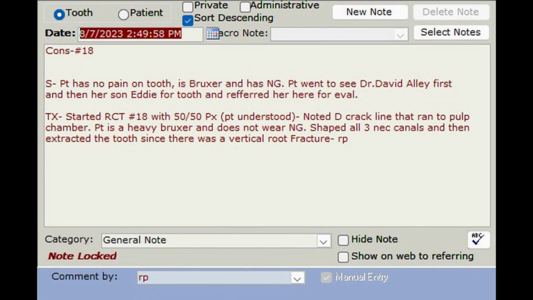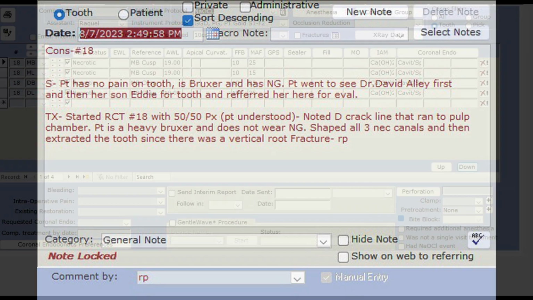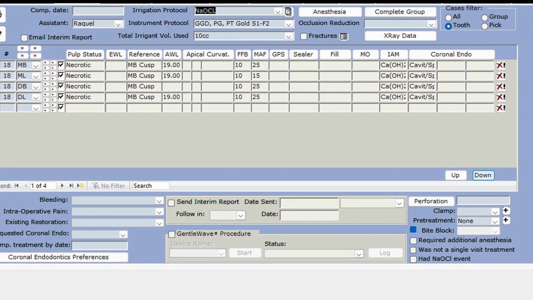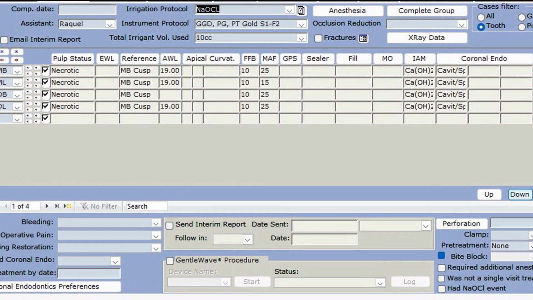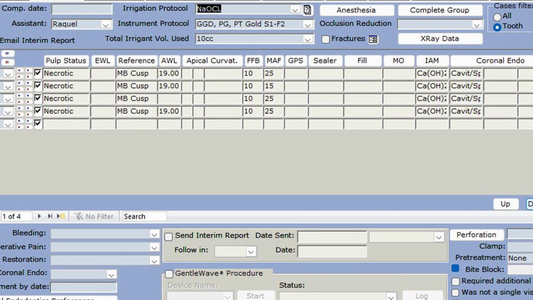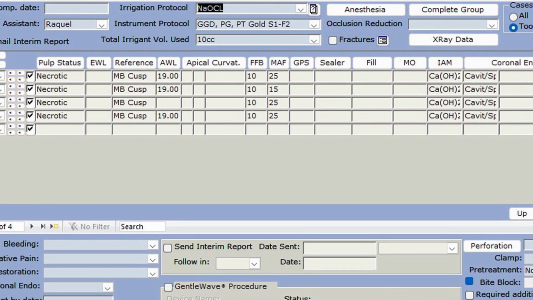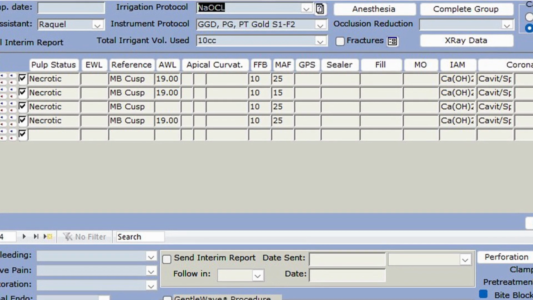His consultation notes mention that the patient is a bruxer and that there is a distal crown fracture and a mesial resin restoration. Treatment was started on August 7th and extracted August 7th after a vertical root fracture was suspected. The treatment form records all canals were necrotic and all instrumented out to a master apical file of 25, except the mesial lingual, which was instrumented to a number 15 at the terminus.